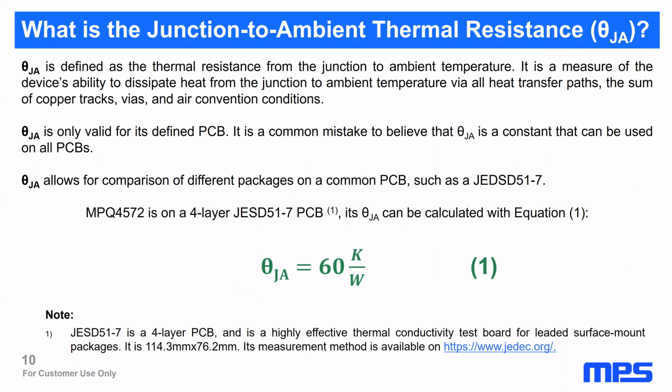What is the junction to ambient thermal resistance, theta junction ambient? Theta junction ambient is defined as the thermal resistance from the junction to ambient temperature. It is a measure of the device's ability to dissipate heat from the junction to ambient temperature via all heat transfer paths, the sum of copper traces, vias, and air convection conditions. Theta junction ambient is only valid for its defined PCB.